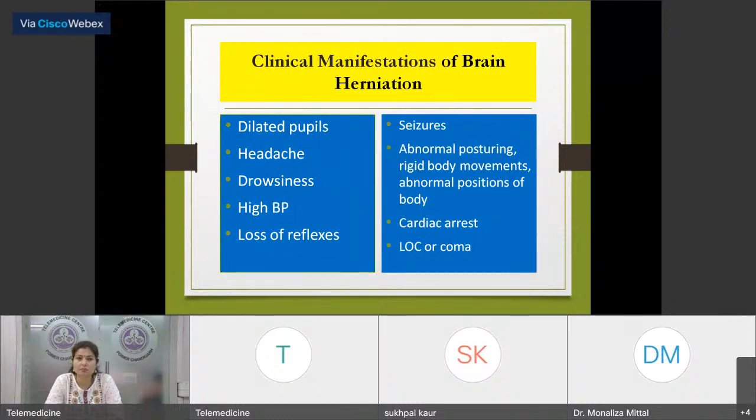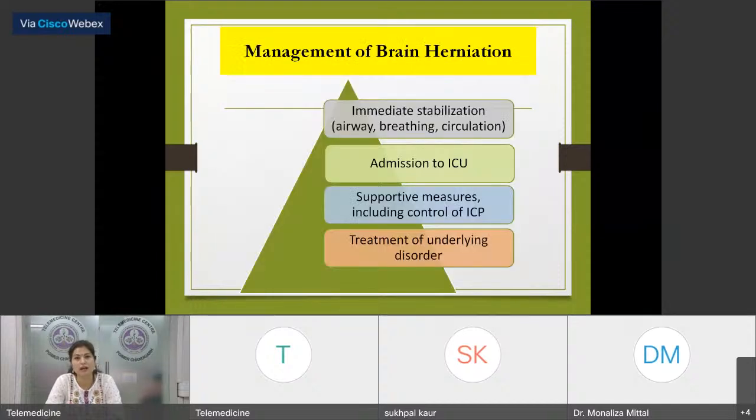There are some very typical clinical manifestations of brain herniation, such as dilated pupils, headache, drowsiness, high blood pressure, loss of reflexes, seizures, abnormal posturing, rigid body movements, abnormal positions of the body, cardiac arrest, loss of consciousness, or coma. Now the thing is how to manage. There are some immediate interventions, and there are certain general measures to manage brain herniation, because it is not a situation where we give some medicine or some immediate treatment and the patient will be okay. No, it is not possible in brain herniation.